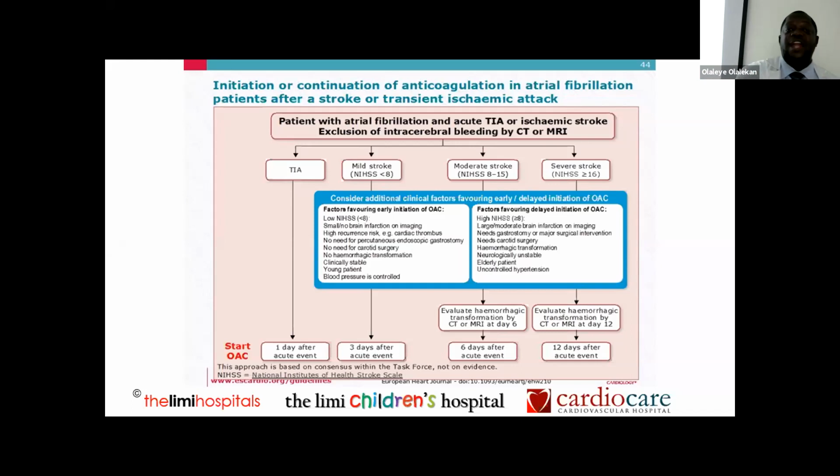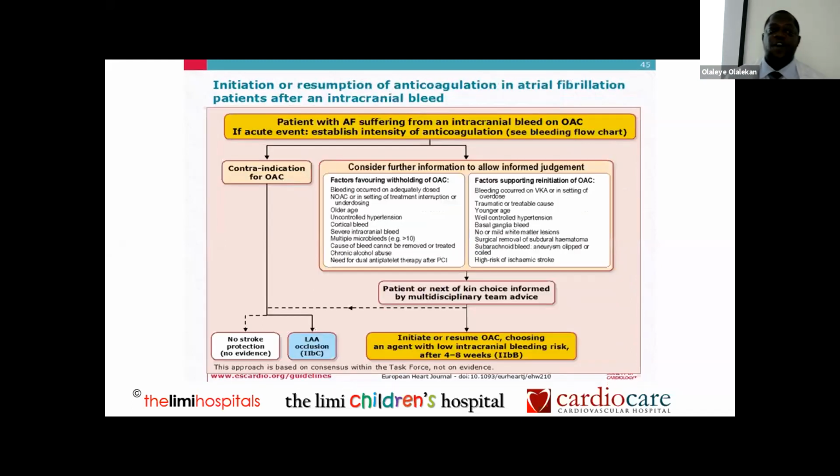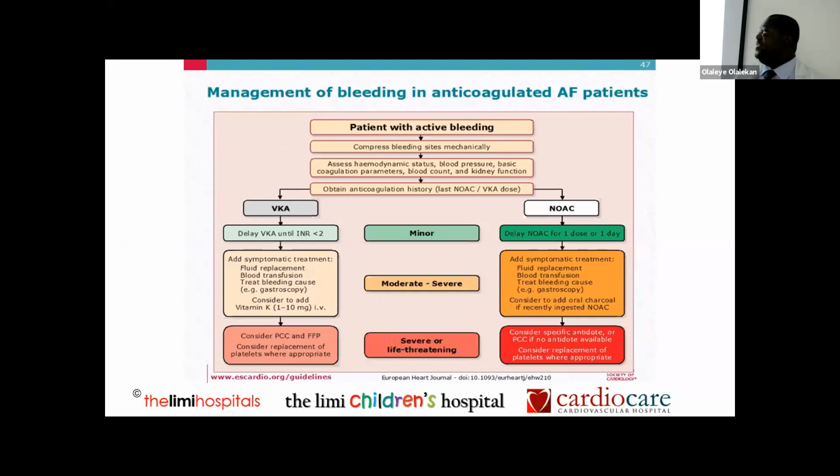Like I said, while you are waiting, these are the type of patients now you can give your antiplatelets. For those with hemorrhagic stroke, it is advised that you wait for about a month or 2 before you recommence your oral anticoagulants. And for a patient on anticoagulant that is bleeding, you need to manage that too.